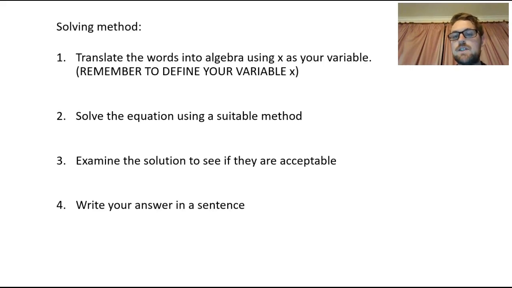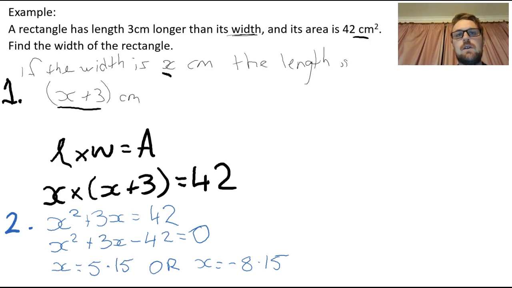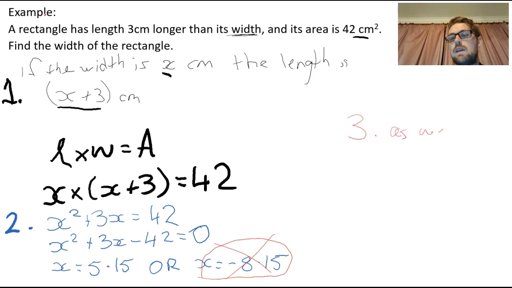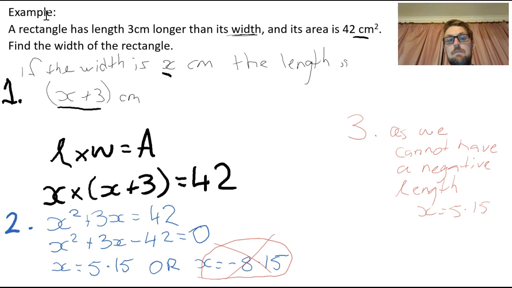Now, step 3 is examine the solutions to see if they are acceptable. Let's have a look at these now. I might do this part in red. So step 3: we've been given 2 answers for the length. The length could either be 5.15 or -8.15. Now, I mentioned earlier in this video that you can't really have a negative length. It doesn't make sense. Something can't be a negative length at all. So this one does not exist. You would write something like, as we cannot have a negative length, x must equal 5.15. And that's step 3.